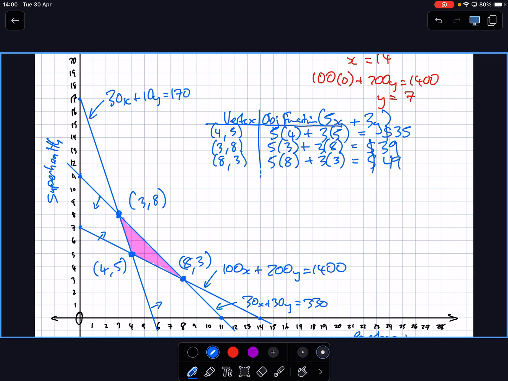So for Josiah, what is the best option? He wants to meet his dietary requirements. His dietary requirements are always met within this triangle. But what's the best solution for him? Because I want to spend the least. Buying how many? 4 power boost, 5 super health. Okay, so you write that answer.